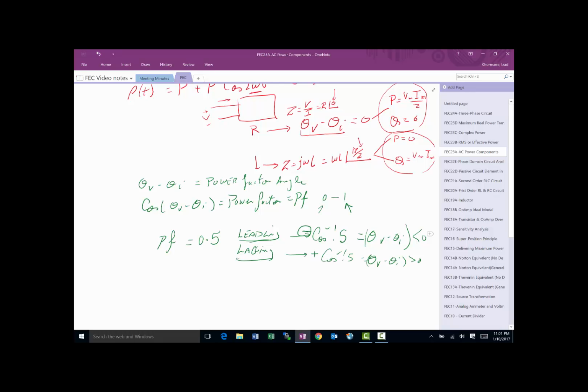That brings us to the end of introducing instantaneous power, real power, reactive power, and power factor, the main things we covered in this video.